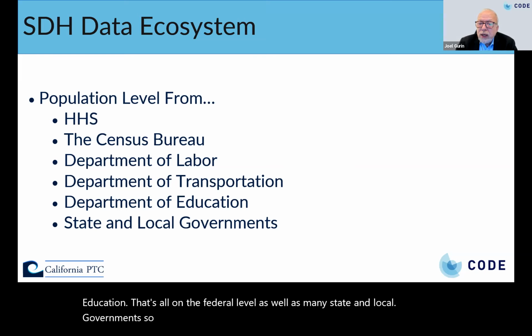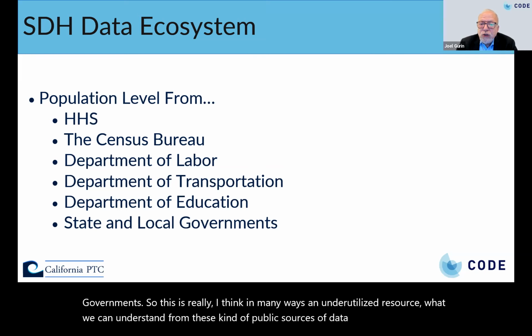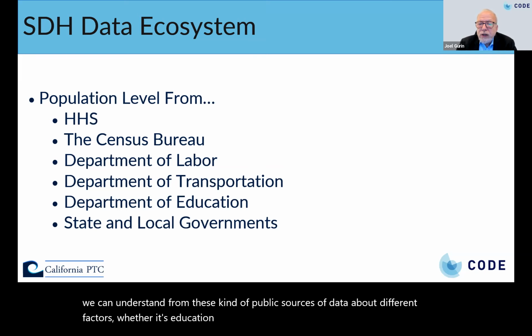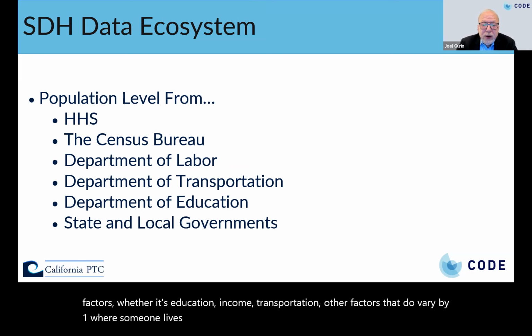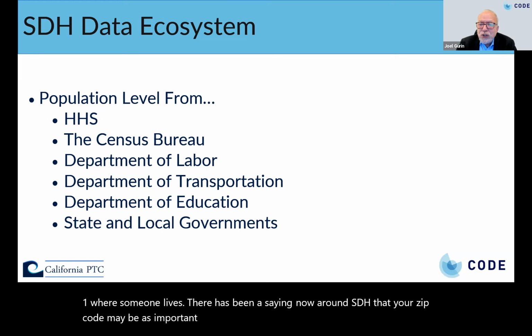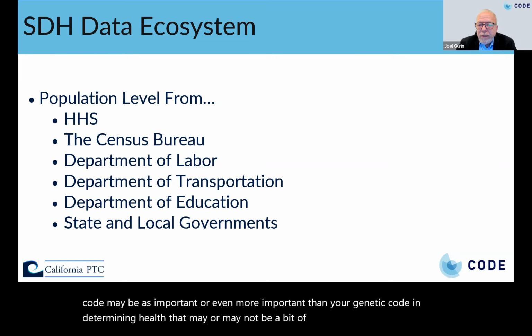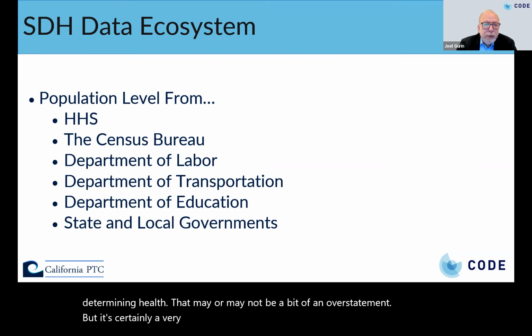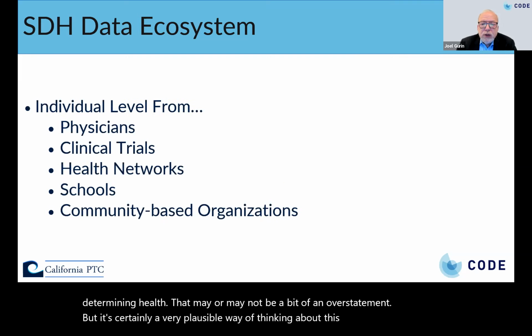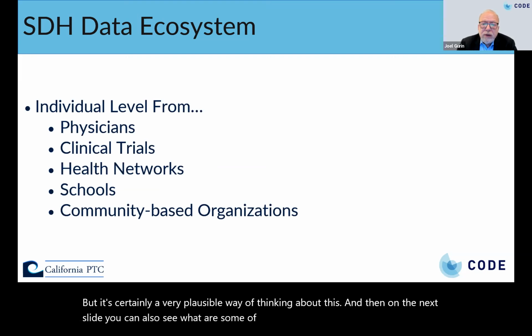So this is really, I think, in many ways, an underutilized resource, what we can understand from these kind of public sources of data about different factors, whether it's education, income, transportation, other factors that do vary by where someone lives. There has been a saying now around SDH that your zip code may be as important or even more important than your genetic code in determining health. That may or may not be a bit of an overstatement, but it's certainly a very plausible way of thinking about this. And then on the next slide, you can also see what are some of the kinds of sources that you can use for individual level SDH data.